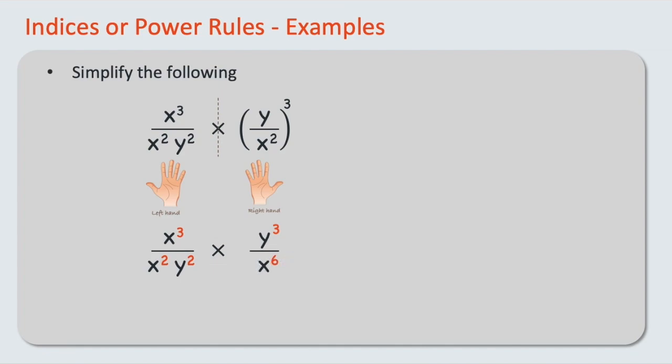The next step is to multiply the left-hand side and the right-hand side of the expression and apply the power rules to the indices. So, for the numerator, the top section, we get x cubed multiplied by y cubed. And the denominator, we have x squared multiplied by x to the power of 6, which gives us x to the power of 2 plus 6 multiplied by y squared. This can be simplified further.